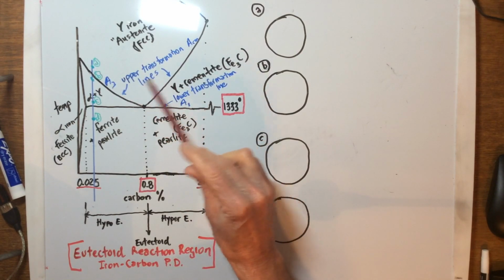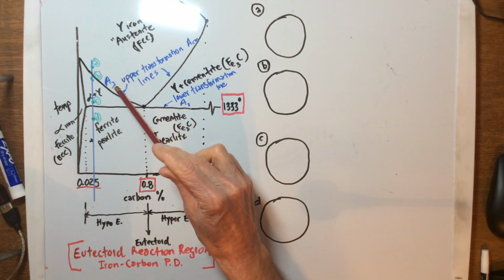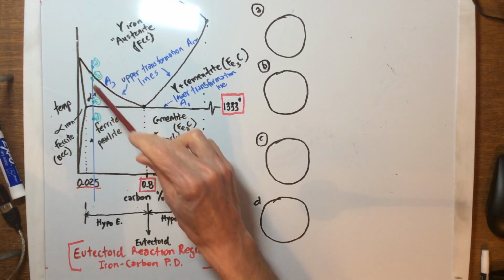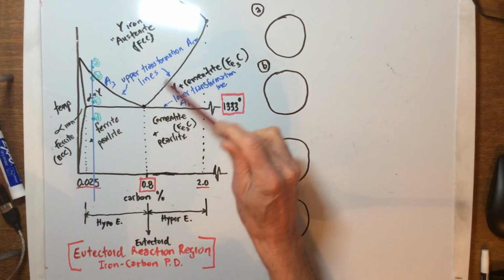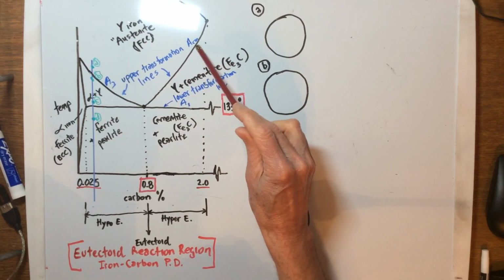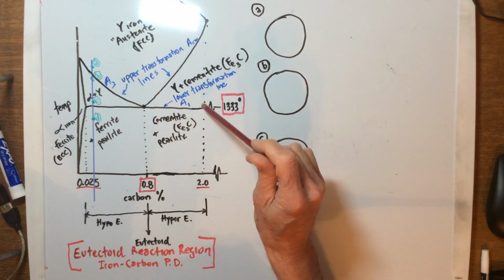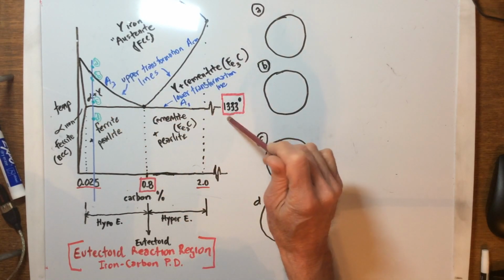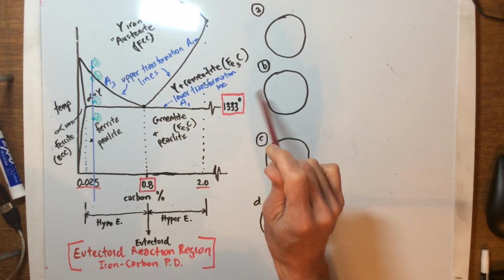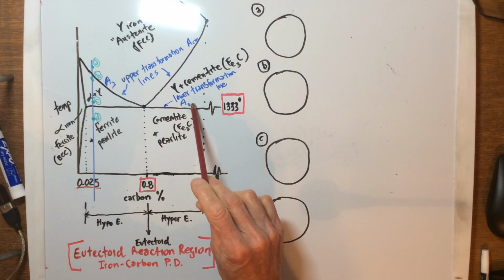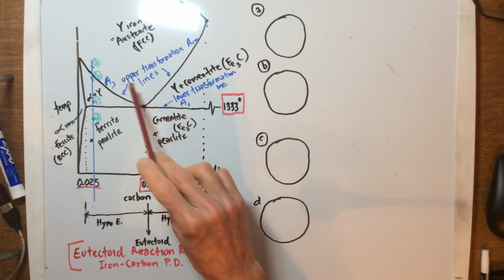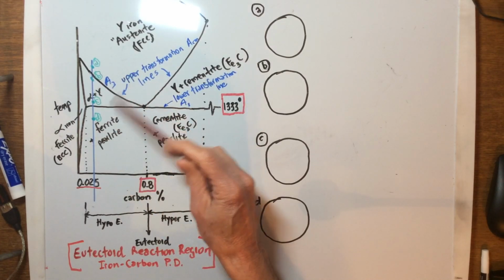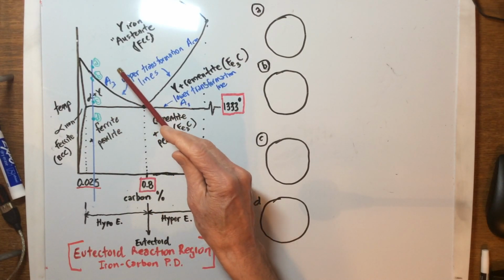Now there are two upper transformation lines where the phase transformations begin to occur. This one is denoted as the A3 line. This one's denoted as the ACM line. And then we have a lower transformation line, which is this isothermal line here at 1,333 degrees Fahrenheit, called A1. This is a lower transformation line. These are upper transformation lines. And so things happen on either side of these lines, of course.